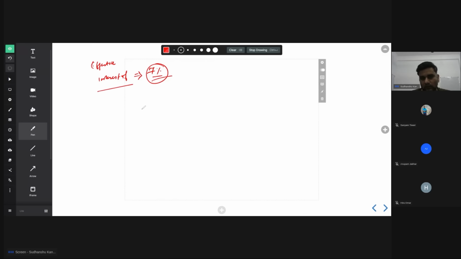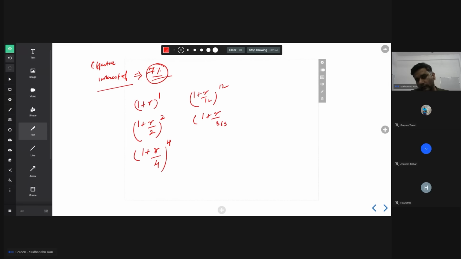compounding do I want? See, how does compounding work? If I have annual compounding, it is 1 plus r raised to power 1. If I have semi-annual compounding, it works like this. If I have quarterly compounding, it works like this. If I have monthly compounding, it works like this. If I have, let's say, daily compounding, it works like this. If I have continuous compounding, then it becomes exponential rt.